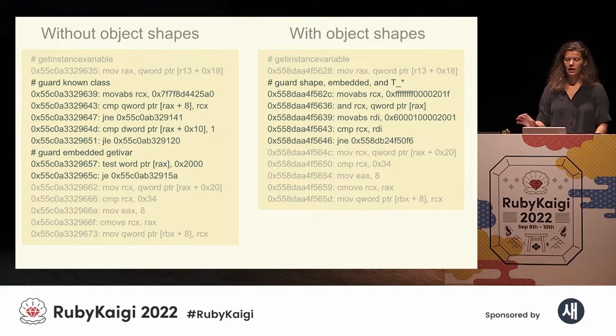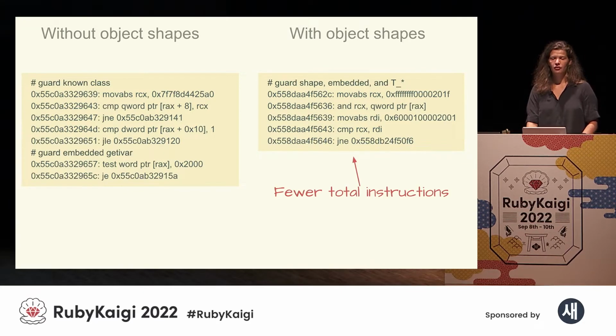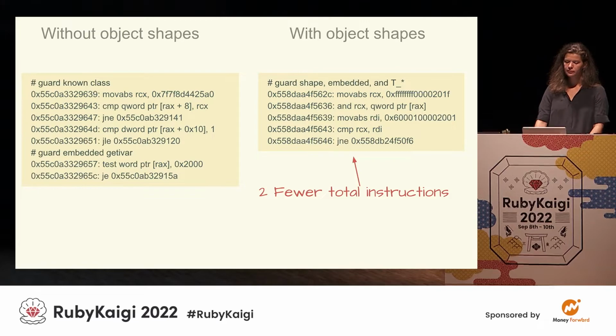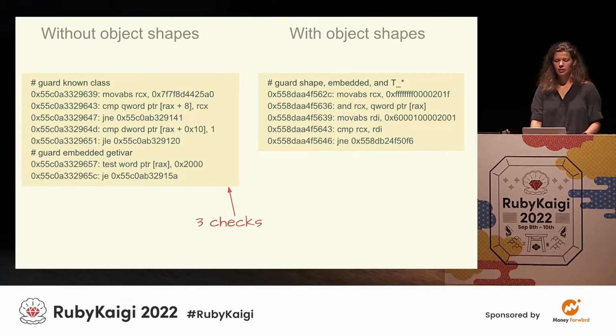The code in the light gray here is the same for both of them, so we'll remove it. OK, so now this is the core difference here. And the first thing you might notice is that there are fewer total instructions with object shapes. In assembly code, fewer instructions is a good thing. Specifically, there are 2 fewer total instructions. Another thing you might have noticed is that without object shapes, we need to do 3 separate checks.